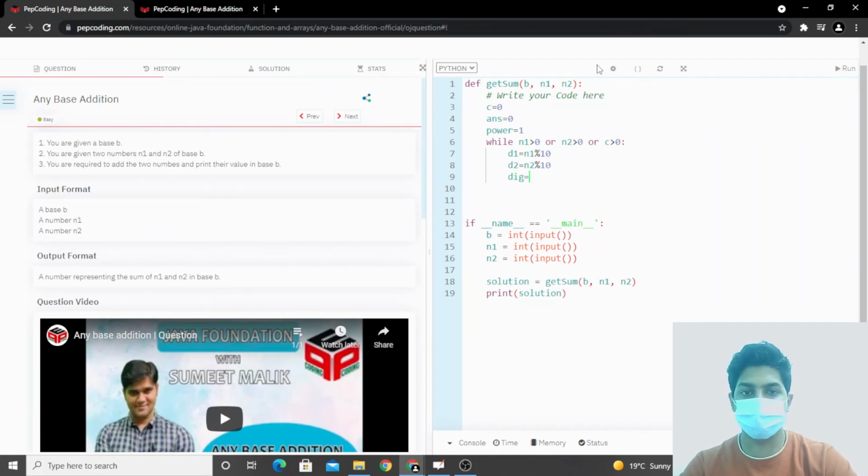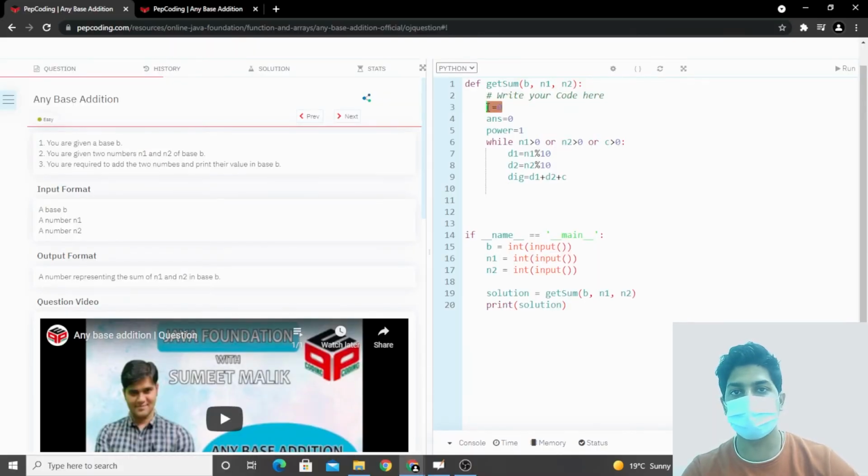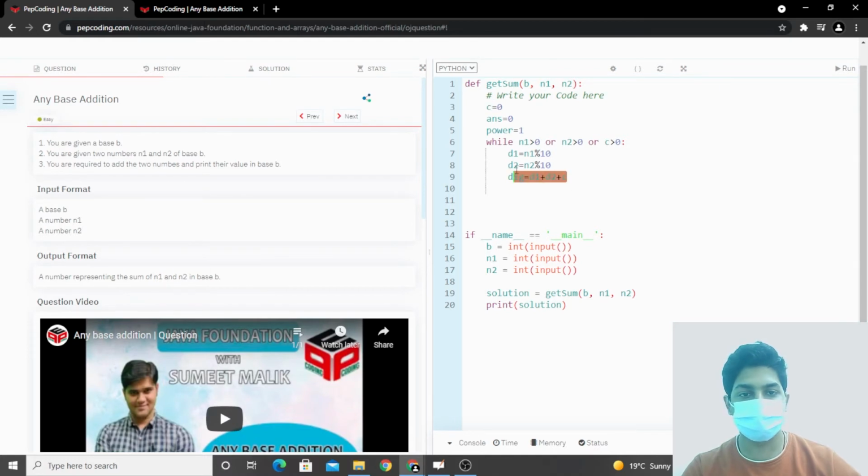Let's make digit equal to digit1 plus digit2 plus carry. Like when we were adding 7 and 8, we were doing 7 plus 8 plus 1, whatever was the carry. For the first time, we will assume carry is 0. That's why I have made carry equal to 0 over here also. So we are adding using this formula, and we have calculated the digit.